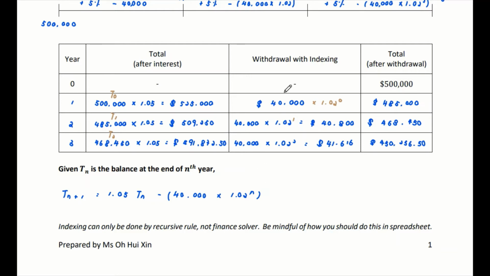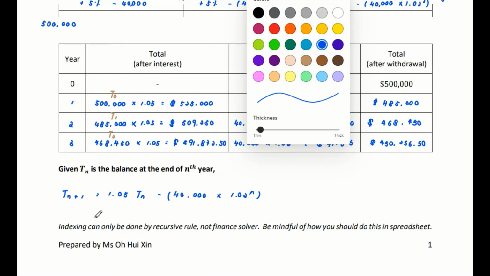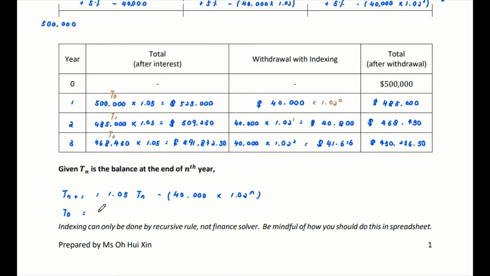Then after that, also don't forget our T0. Okay, T0 will be equal to 50,000. Something must be borne in mind in our calculator solving is that for indexing, we can only do this by using our recursive rule. So you realize that in your finance solver, you can't actually change the payment. The payment that occurs for every period should be the same. So that's why you can't do this with your finance solver. You can only do this by using your recursive rule, and that's something you need to be mindful of when you are using your calculator.